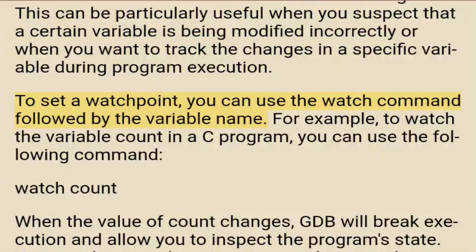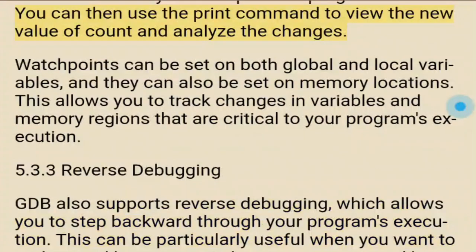To set a watchpoint, you can use the watch command followed by the variable name. For example, to watch the variable count in a C program, you can use the following command: watch count. When the value of count changes, GDB will break execution and allow you to inspect the program's state. You can then use the print command to view the new value of count and analyze the changes. Watchpoints can be set on both global and local variables, and they can also be set on memory locations. This allows you to track changes in variables and memory regions that are critical to your program's execution.